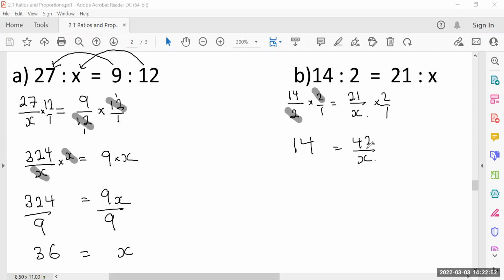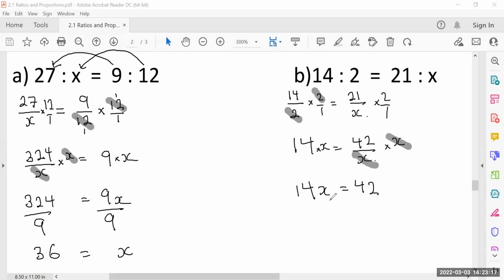We'll do it again. I don't like the fractions. Let's get rid of a fraction. We're going to multiply both sides by x. Thank you to whoever said that. Times x, times x. We have 14x equals, and you know that this is going to be reduced into 1. It's just 42.